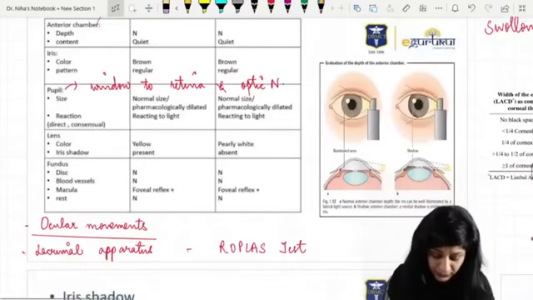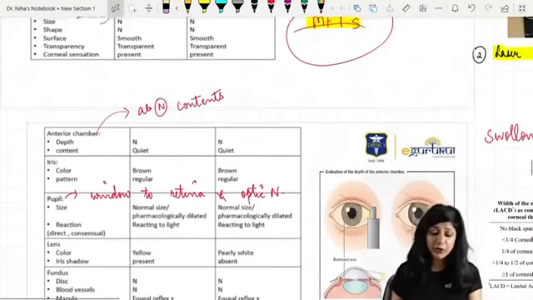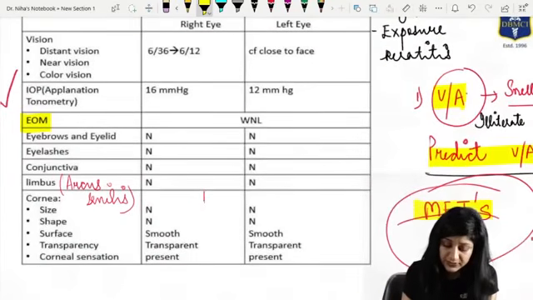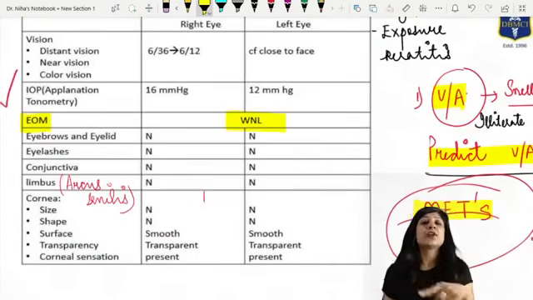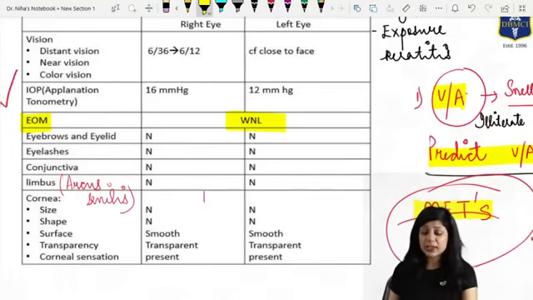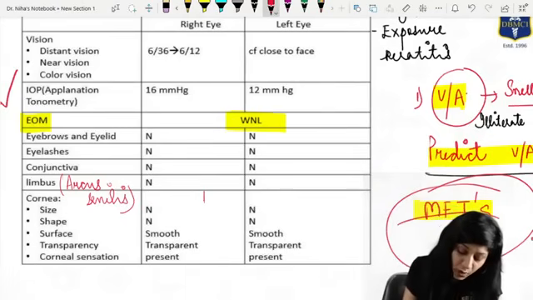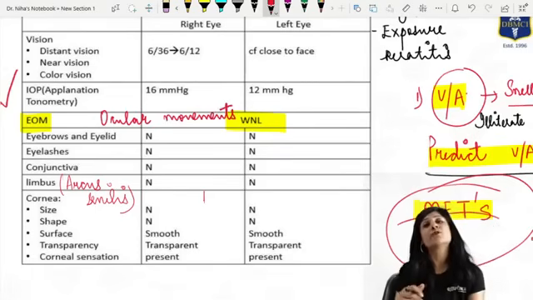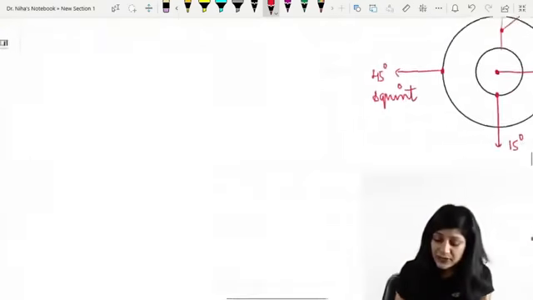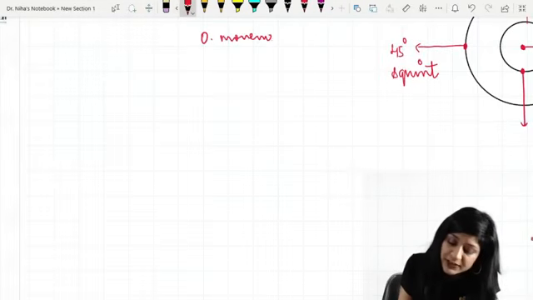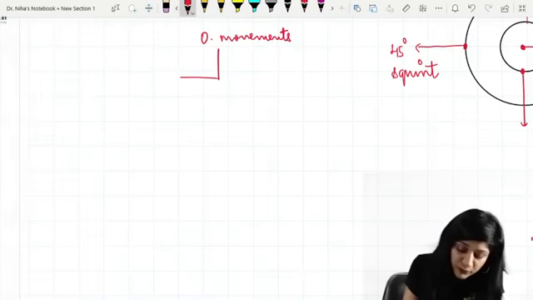Now another important thing that we are looking for after this IOP is your extraocular muscles. So how you are going to check your extraocular muscles? We have to look for all the extraocular muscles. For looking at this, you have to check for the ocular movements. Now how will you check the ocular movements in the patient? See this. Whenever we are talking about the ocular movements, always understand that we have got two kinds of movements.